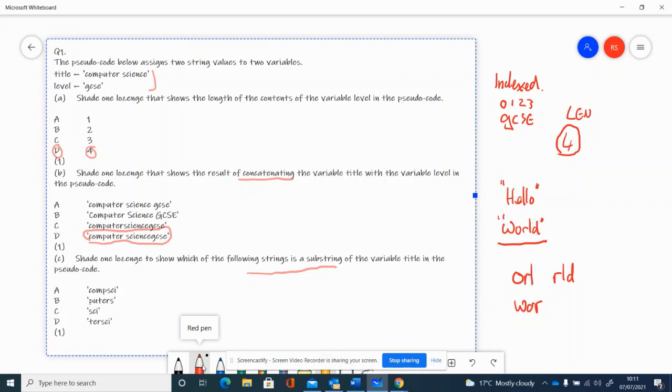So if we look at this one, is comp sci in it? Well, no, it isn't. That's not in there the same. Puters, P-U-T-E-R-S, but there's a space, and so that one's not one. SCI, yes. SCI is there, that's a substring. So they were the first 3 questions.